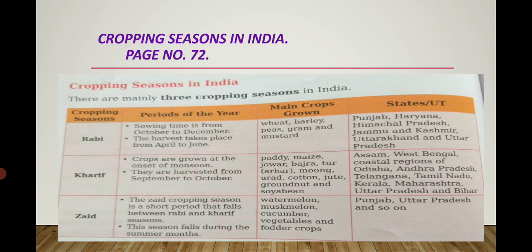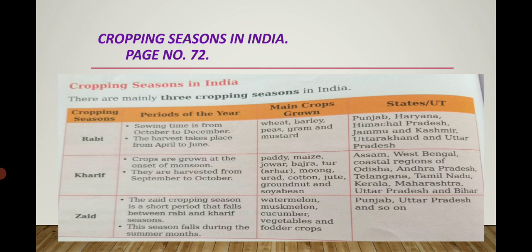Next we will talk about the cropping season of Kharif. Crops are grown at the onset of monsoon. Onset means at the beginning of monsoon. They are harvested from September to October. So by the month of September to October, it is ready to be harvested.